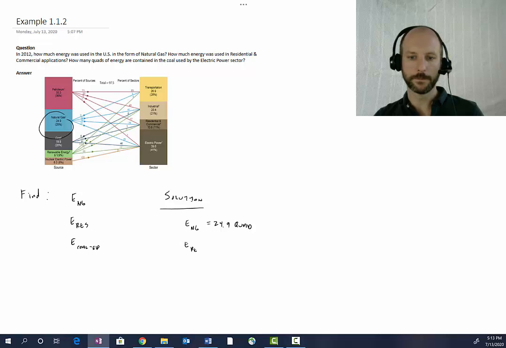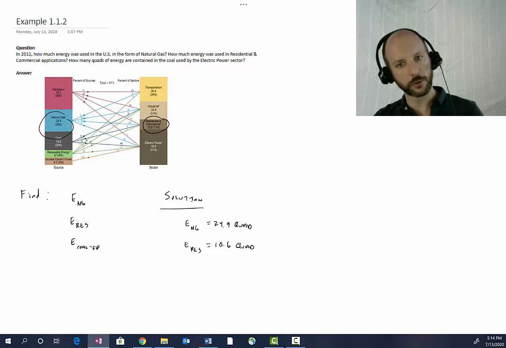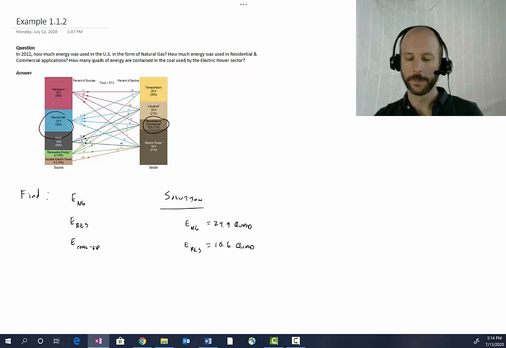So we got that. Then we got how much energy total was used by residential and commercial. So, buildings, businesses, houses, things like that. Again, we read off the chart and it says 10.6 quad right there for the residential and commercial sector. So those are pretty straightforward. You just have to know how to read the sources and sectors graphic.